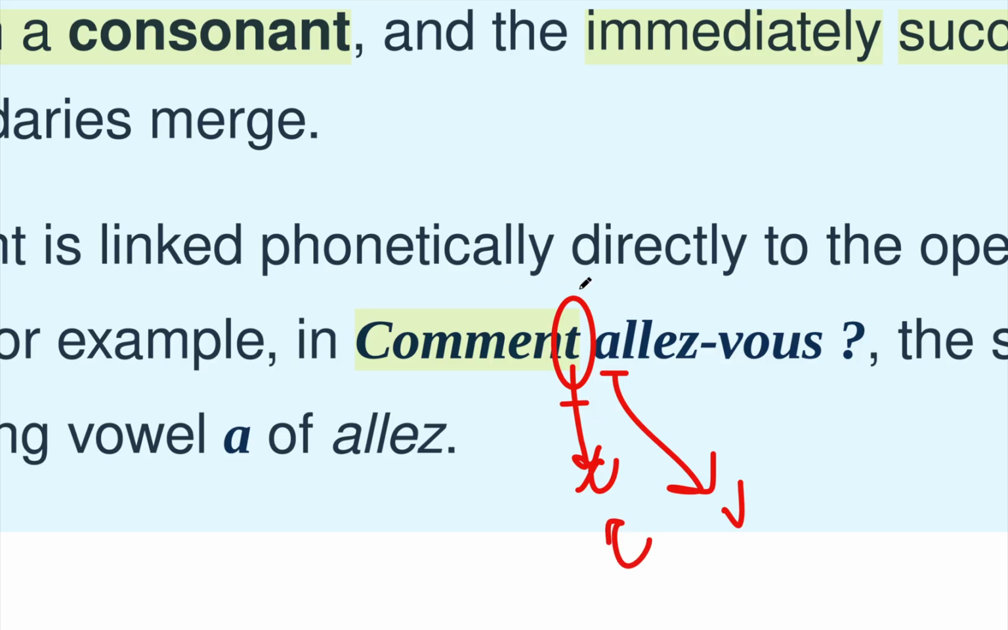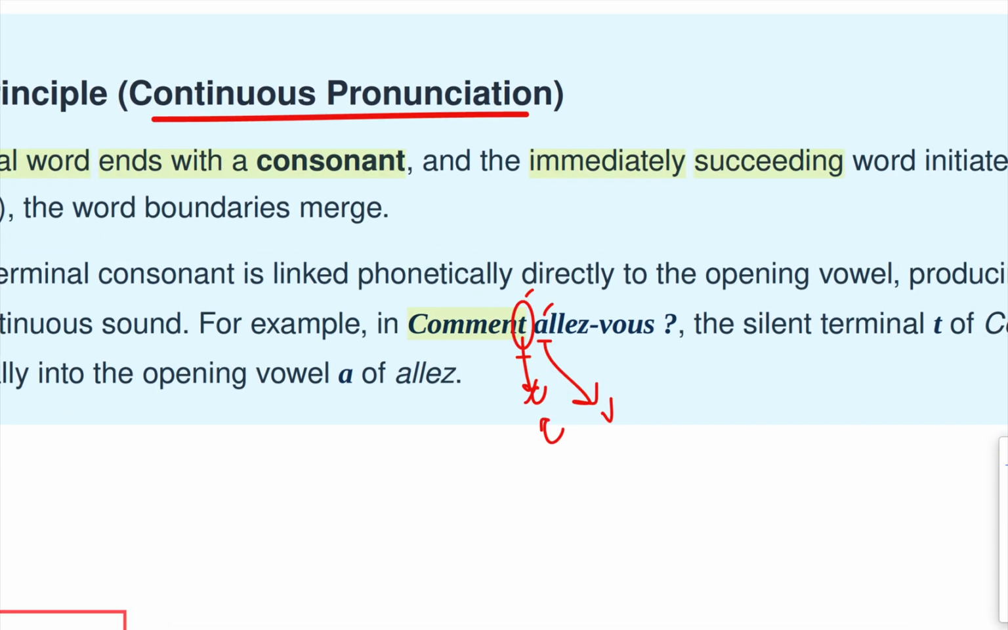Okay, this one is ending with T, means this is a consonant, and the next is starting with A or E or I or O or U or Y or H. So what does this rule say? This rule says the word boundaries merge. Merge means you have to pronounce them continually.